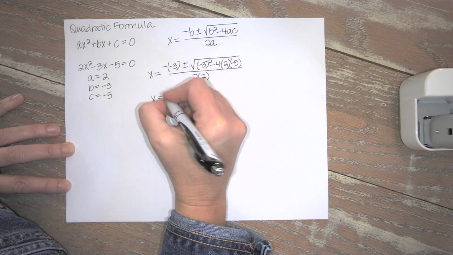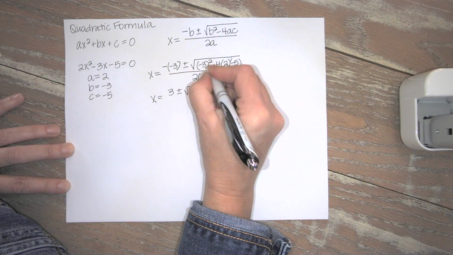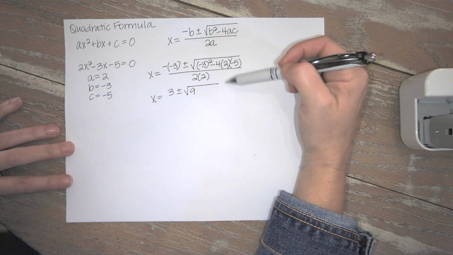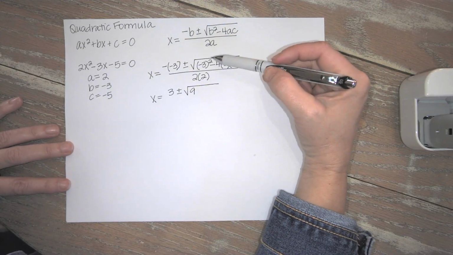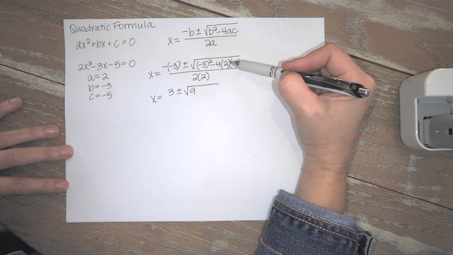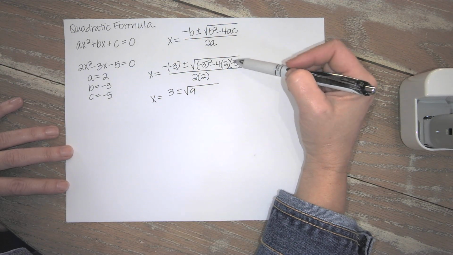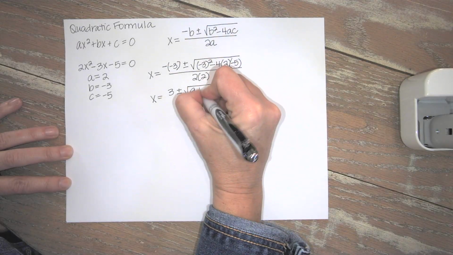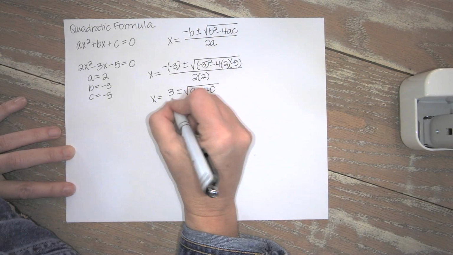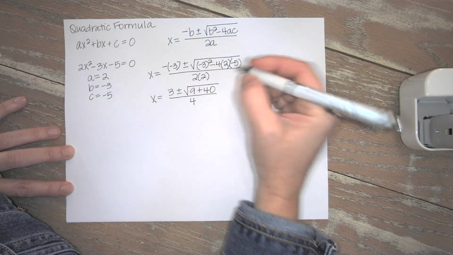Alright, so the opposite of negative 3 is positive 3. Negative 3 squared is positive 9. Now, in my class, we don't use calculators, so the way I have my students think about this is negative 4 times 2 would be negative 8, and then negative 8 times negative 5 is positive 40. So we write plus 40 right there. All over 2 times 2 is 4.